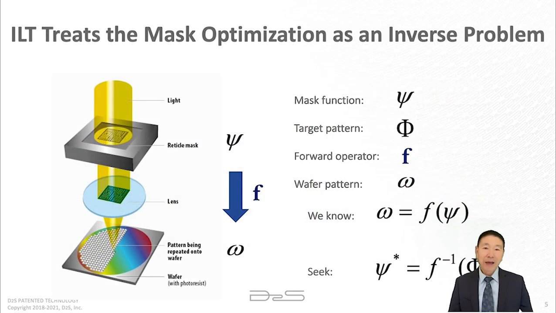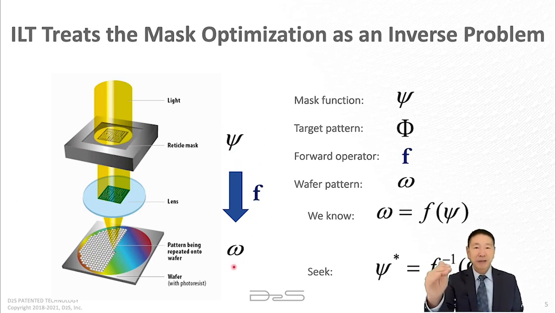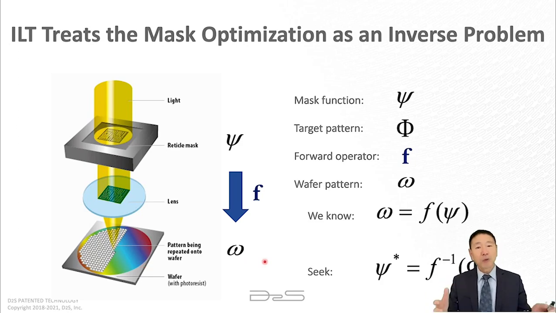So what is ILT? ILT is a technique to treat mask optimization as an inverse problem. As you see, we can model the scanner optics very well. Starting from a mask pattern, we can run a litho simulation to simulate the wafer pattern. This is called the forward function, or forward simulation. But what we want to achieve is, based on a pattern that the designer wants to print on the wafer, to calculate the mask patterns. Mathematically, this is like solving an inverse problem. That's why I call it inverse lithography technology.